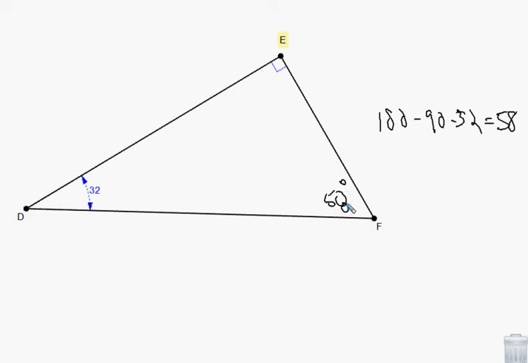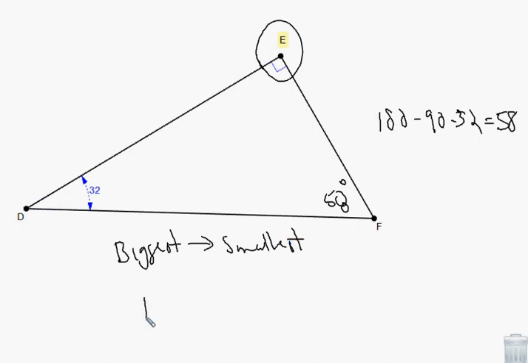So the biggest angle then is E because it's 90. And so we're going to rank the sides from biggest to smallest. The biggest side is going to be opposite angle E, which is, of course, DF. And that's segment DF because sides of a triangle are segments. Let's see, the next biggest angle would be 58, angle F. So the next biggest side would be the side opposite angle F, which is DE.